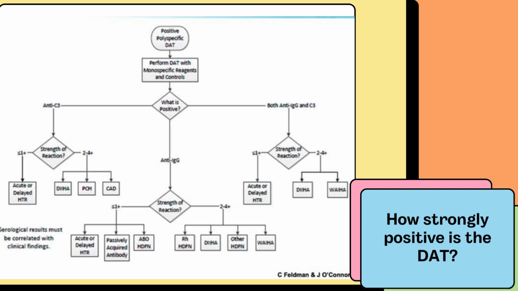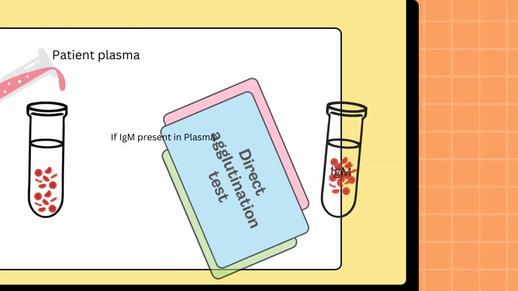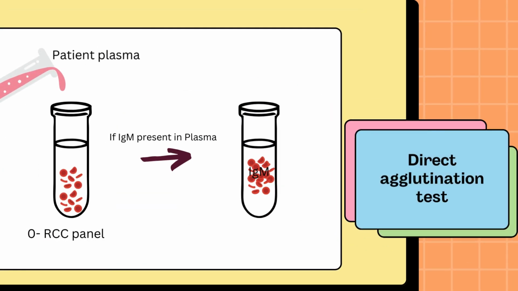If it was a mixed picture, again, a weaker agglutination may be an acute or delayed transfusion reaction. If it was stronger, then you think about warm hemolytic anemia, for example. So once you've done a DAT and you've detected an IgG and C3d or C3d antibody alone, you'd have to go on to do a direct agglutination test, which is a screening test done at NHSBT.